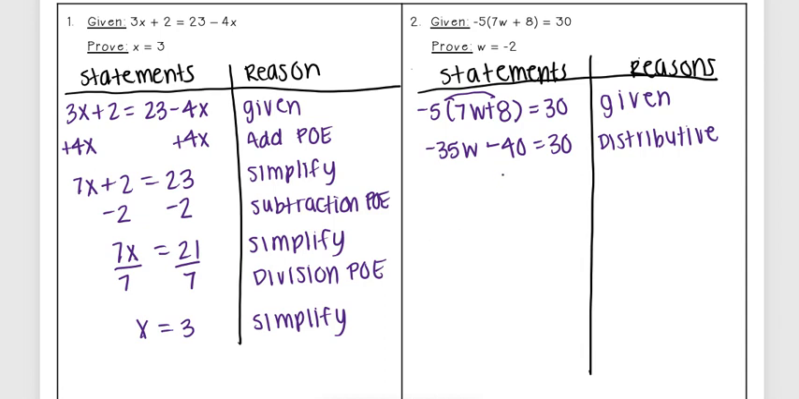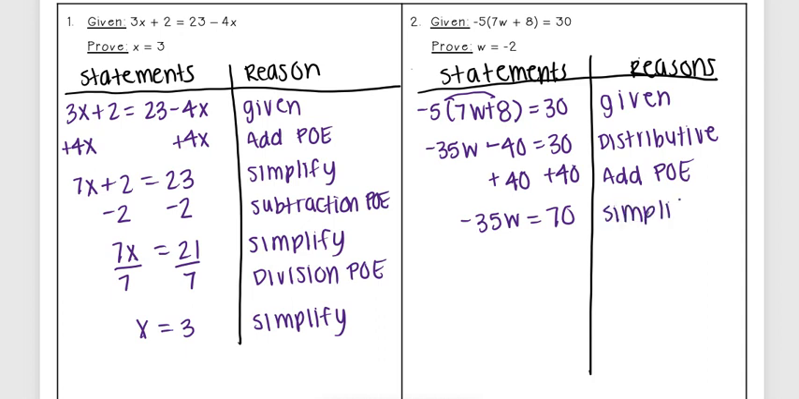Next, I'm going to add 40 to both sides since I want to get w by itself. Since I'm adding the same number on both sides, this is just addition POE. There, I just finished adding, so I just simplified 30 plus 40. If you notice, after addition, subtraction, division, and multiplication POE, you're always going to have simplify.